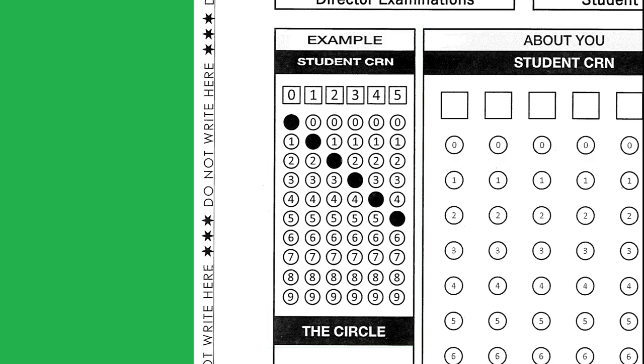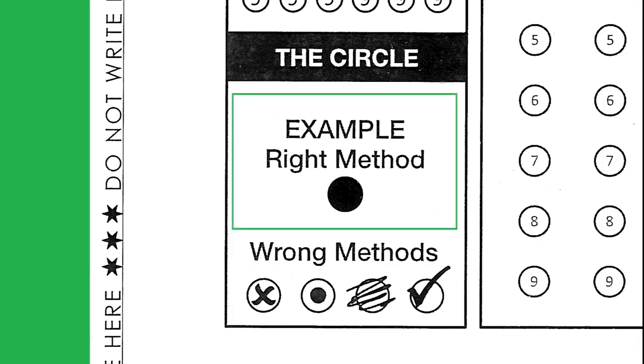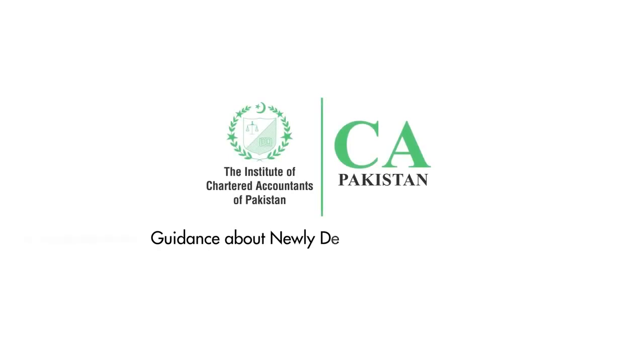Below the signature boxes, on the left side, you will see examples showing how the CRN is to be filled. Adjacent to the example box, you will see a large rectangular box called About You, in which you should write your CRN and shade the relevant circle in the same manner as mentioned in the example. Now I am demonstrating it here, which will help you in understanding the correct method of writing the CRN and shading the correct circle.